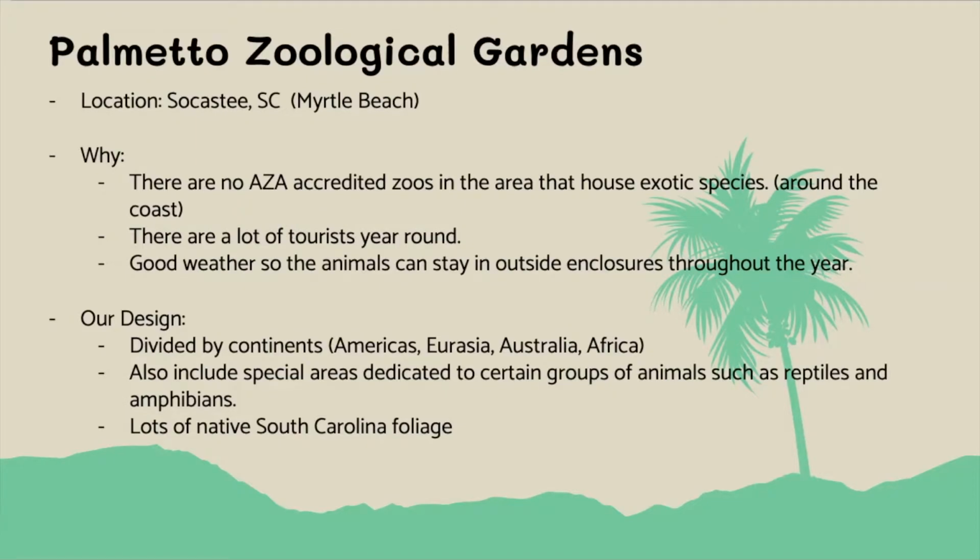Much like the North Carolina Zoo, our zoo would be divided into different continents with other areas dedicated to certain groups such as amphibians, reptiles, and aquatic animals to create a better experience for our guests and make it easier to care for these animals' needs. We're also going to include a rehab program for sea turtles that are rescued in the area, and we'll work with as much of the natural foliage found in South Carolina in our exhibits as we can.